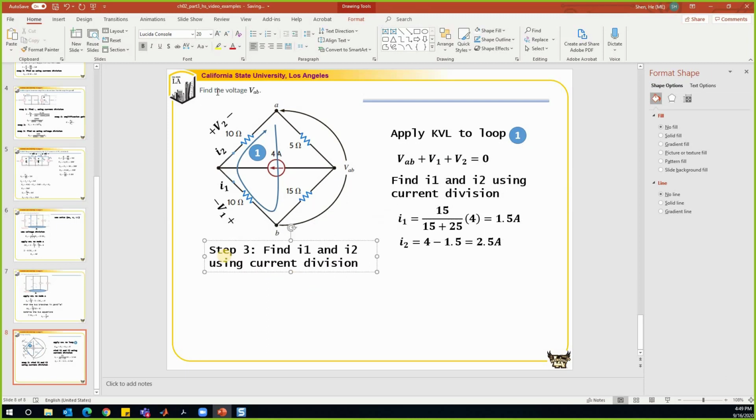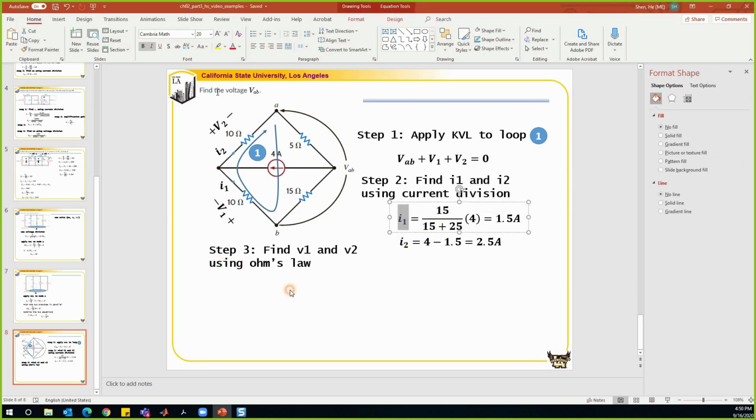You just need to pay attention to the signs, because we didn't define them by following the passive sign convention. V1 is defined positively on the right-hand side, but the current I1 is defined the other way. To make it compatible with the passive sign convention, the current should go from the positive end to the negative end. This is why we use a negative I1 times 10. Negative 1.5 times 10 is negative 15. So this is how we find V1.